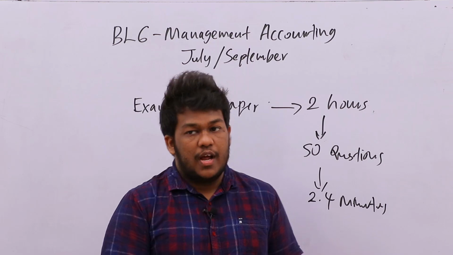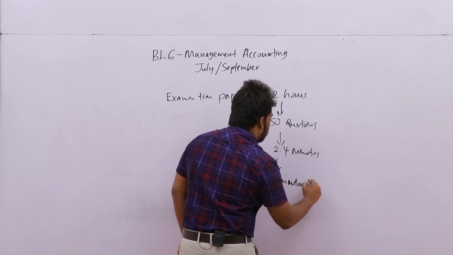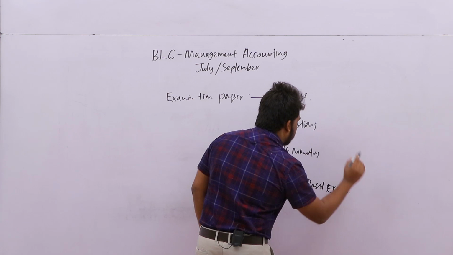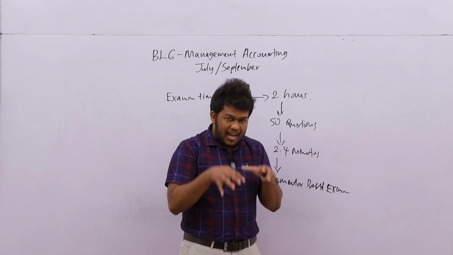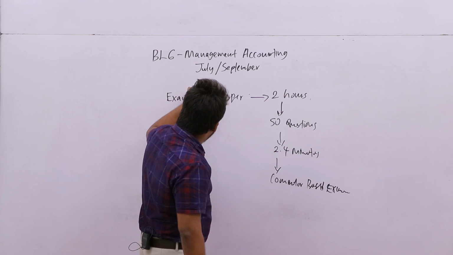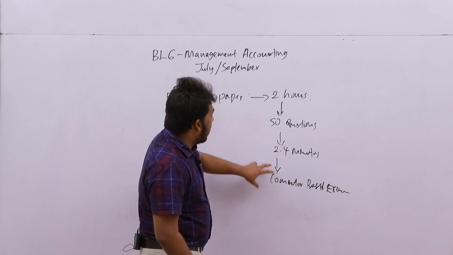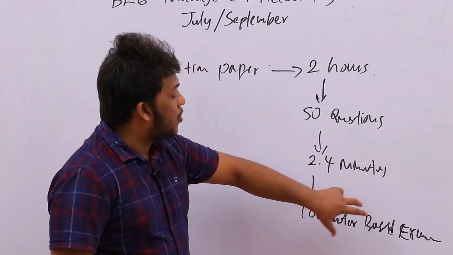Now, this July and September examination will be a computer based examination as informed by CA Sri Lanka. We don't know whether this will change in future, but as of now, this will be a computer based examination, but the March exam is a paper based examination. Your target is to answer 50 questions within 2 hours. You may have to allocate 2.4 minutes per question, and as this is a computer based examination, you may have to practice for computer based examinations also.